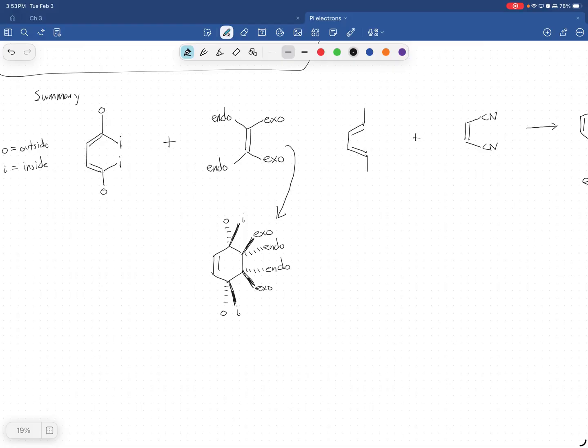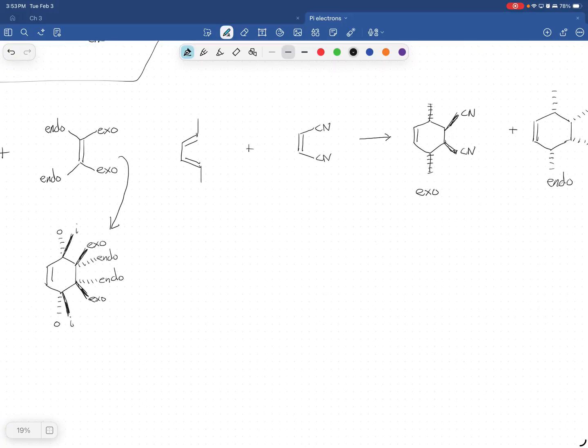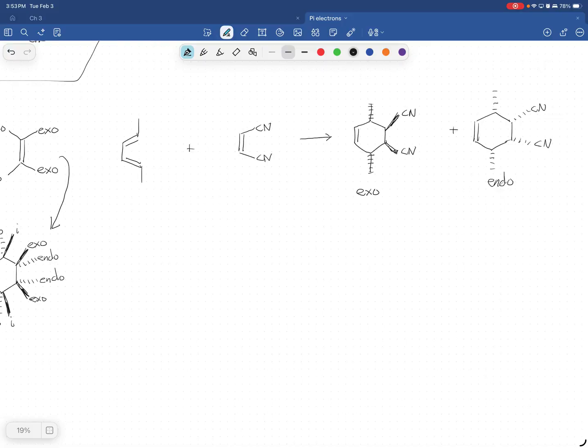The endo groups are on the same side as the outside groups, and vice versa. The exo groups are on the same side of the inside groups, cis to the inside groups, but trans to the outside groups. That's how the Diels-Alder reaction works. The endo groups are trans to the inside groups, cis to the outside groups, and that's why I wrote it like this. In the exo, they are trans to the outside groups. Endo, they are cis to the outside groups. So that's the main difference between endo and exo.